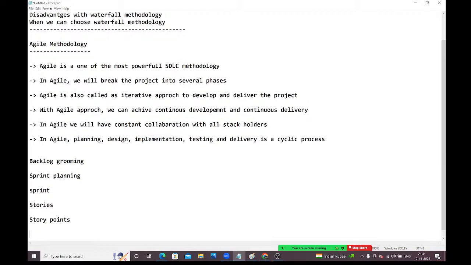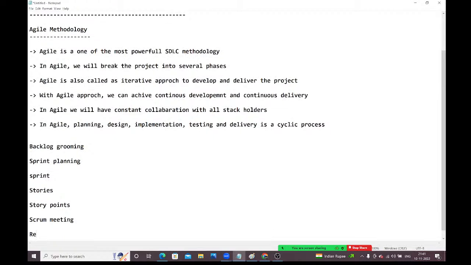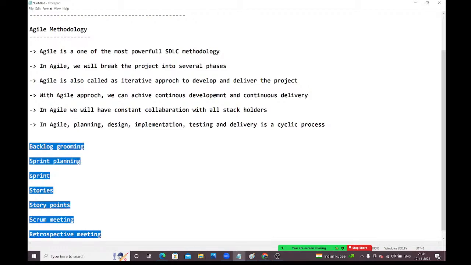Next, scrum meetings and the retrospective meeting. So these are the terminologies we need in agile. When you are working with agile methodology, you should compulsorily know all these things: backlog grooming, sprint planning, sprint, stories, story points, scrum meeting, retrospective meeting.